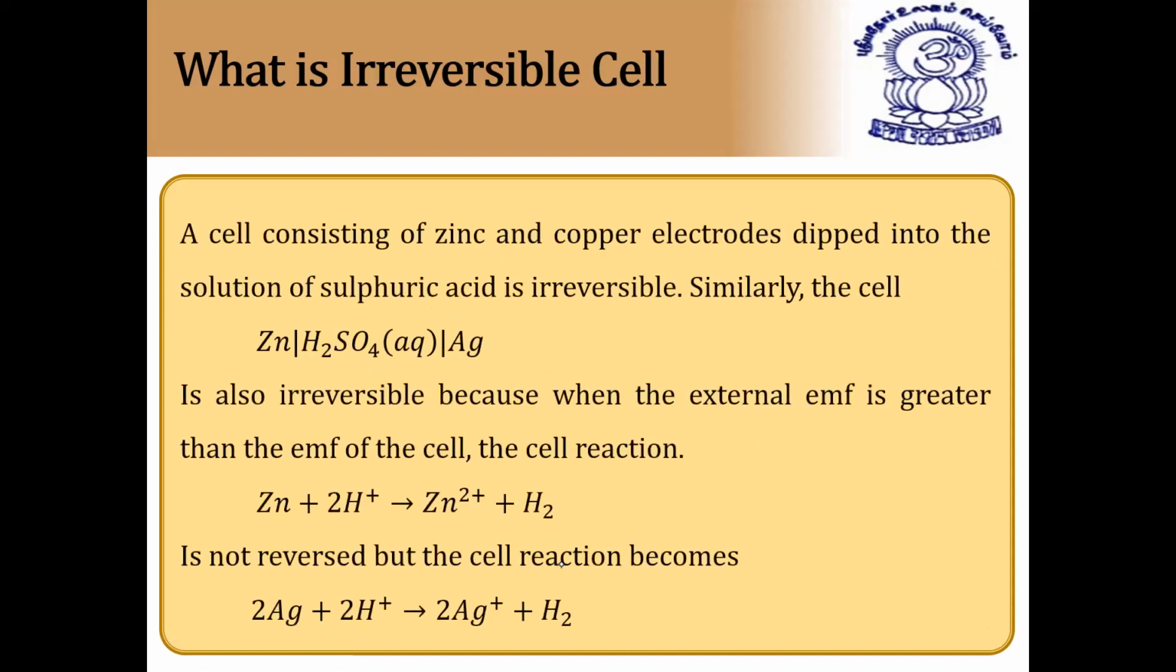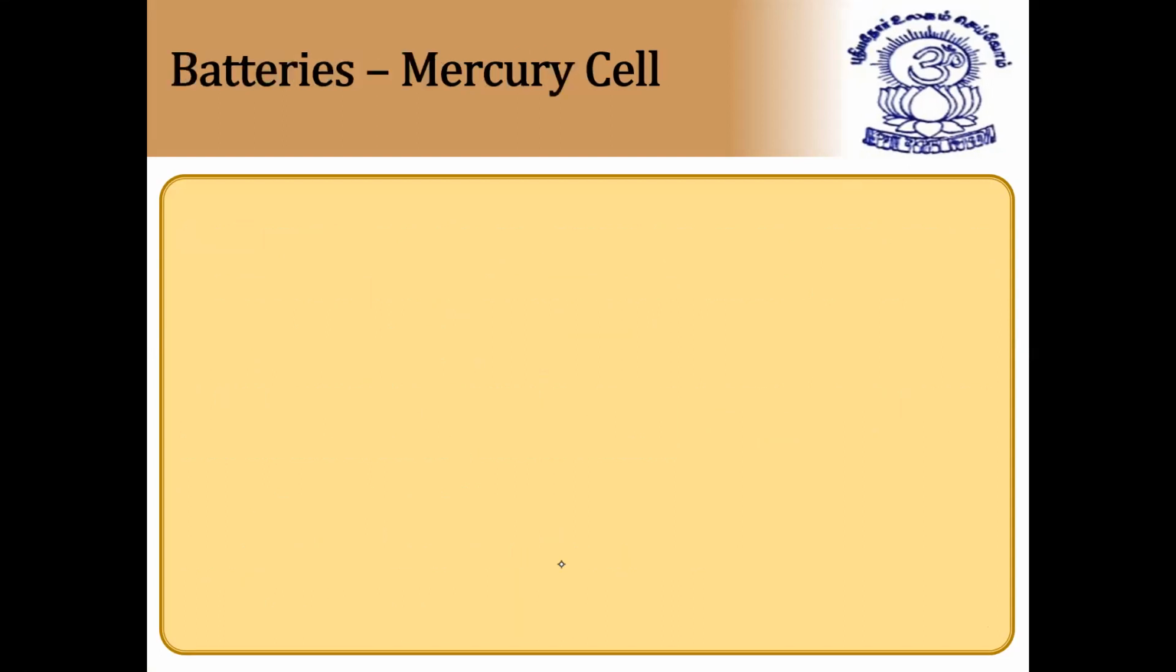Next, which cannot be reversed? The cell consisting of zinc and copper electrodes dipped in a solution of sulfuric acid is irreversible. Similarly, the cell of zinc, sulfuric acid and silver is also irreversible, because when the external EMF is greater than the EMF of the cell reaction, the cell reaction stops. So it cannot be reversed again and again. This is called an irreversible cell.